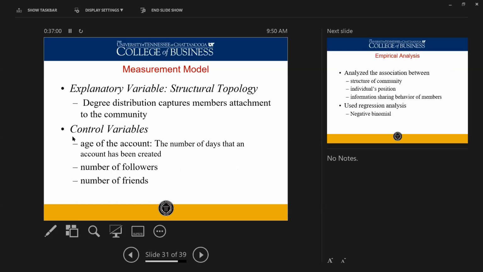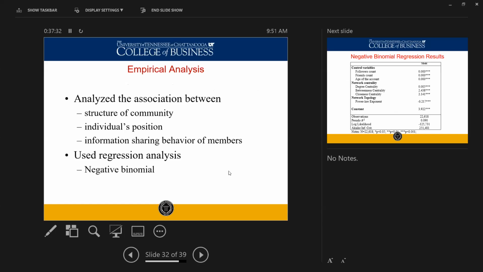So for the explanatory variables, again, we measured the structural topology by the degree distribution, which captures the members' attachment to the community. We also used certain control variables, which are the age of the account, how old the account is on Twitter, the number of followers that account has, and the number of friends that account has. So we used those as control variables to identify the effects.